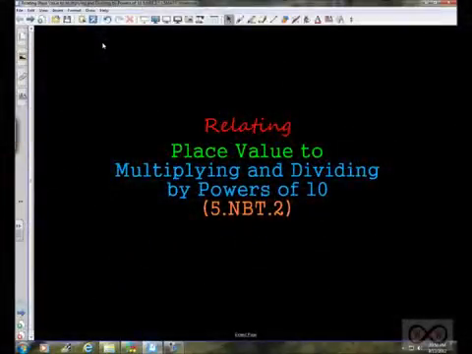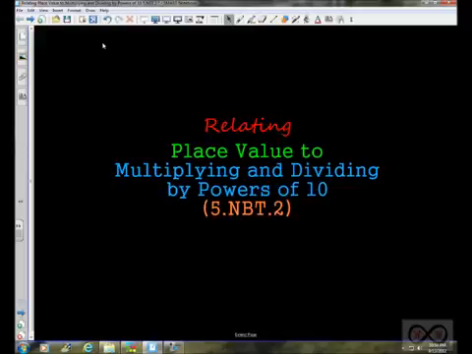In this lesson, we're going to take a look at relating place value to multiplying and dividing by powers of 10. And this is standard 5.NBT.2.